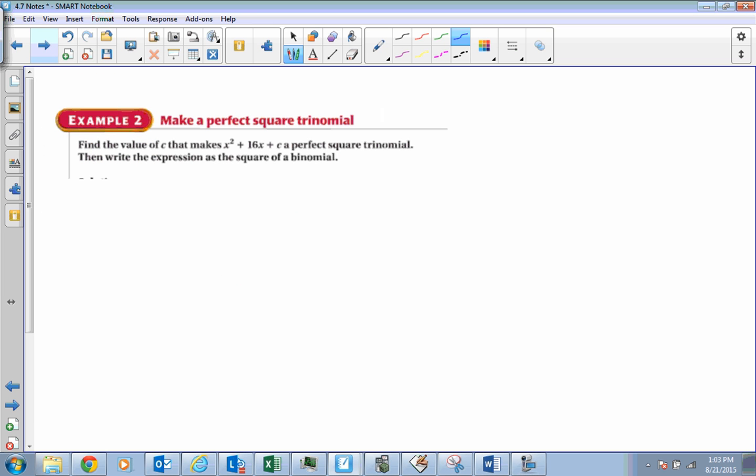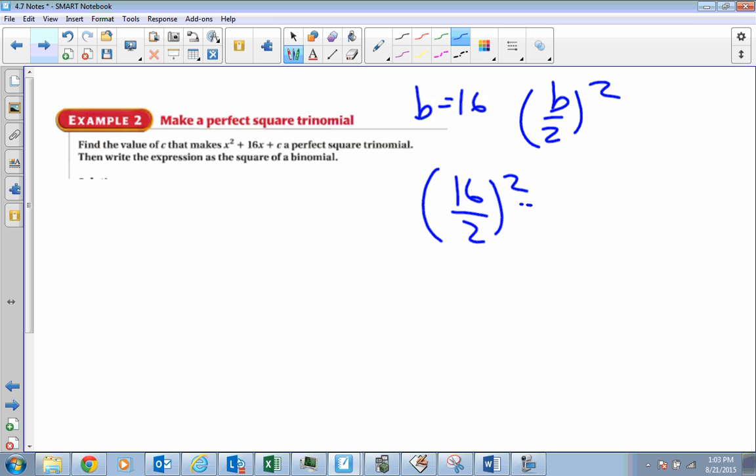Okay, so we have x squared, find the value that makes x squared plus 16x plus c a perfect square. So we're going to take our b, which is 16, and do (b/2) squared. So 16 divided by 2 is 8, and 8 squared is 64. So we have x squared plus 16x plus 64. And you can almost visualize it: you have 8 long tiles on one side, 8 long tiles on the other side, and 8 by 8 makes 64.